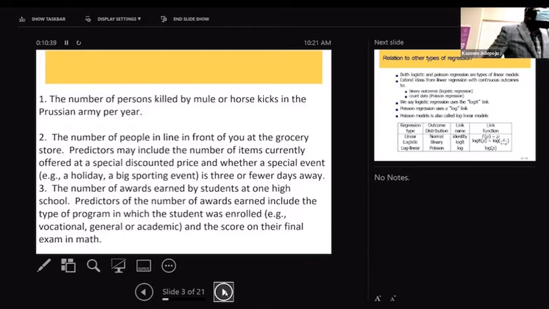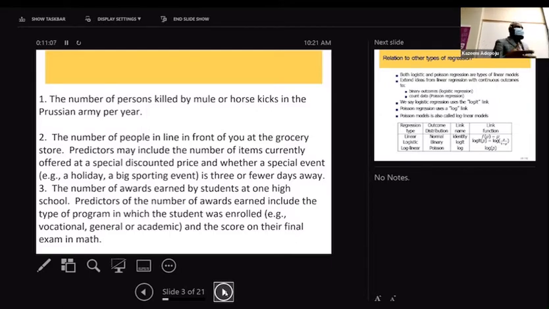You could have 0 customers in front of you. You could have 1, you could have 2, and so on. Okay, if you want to look at the relationship between this and what could cause it, you're basically going to fit a Poisson regression model. Another example now, the number of awards earned by students at one high school.